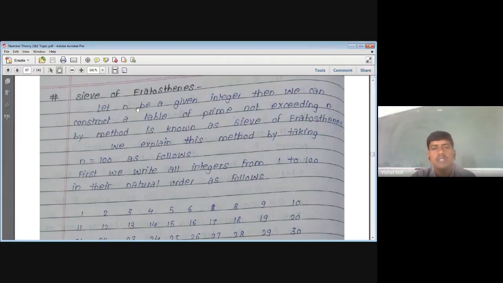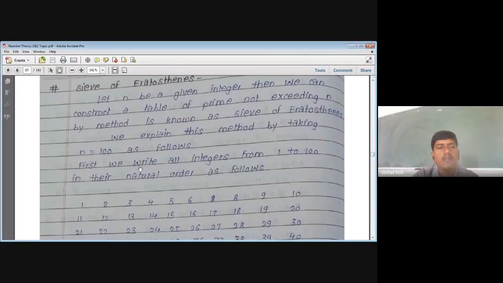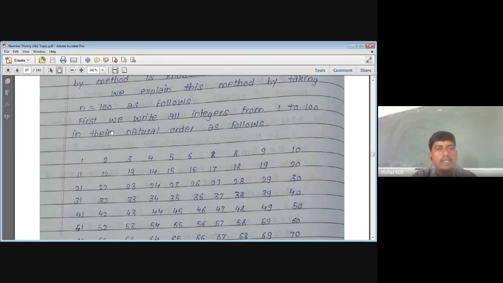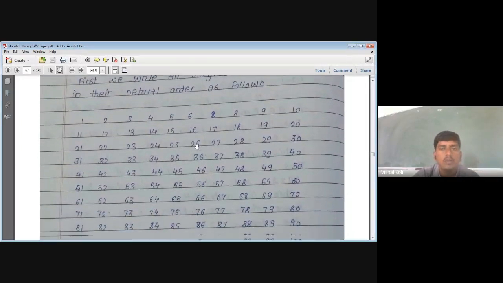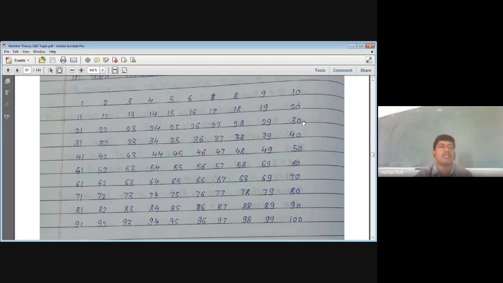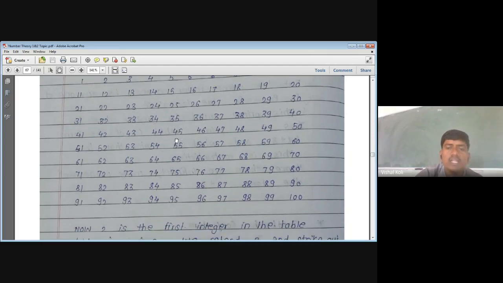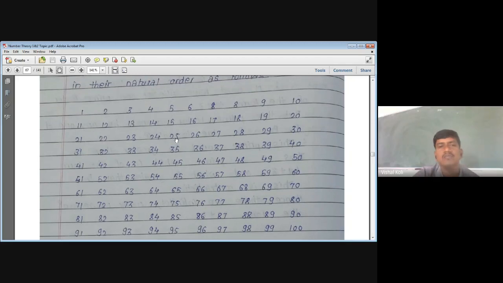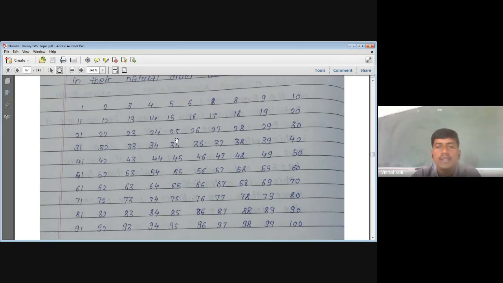We will explain this method by taking n equal to 100 as follows. For that we first write all the integers from 1 to 100 in their natural order, that is 1 to 10, 11 to 20, 21 to 30, 31 to 40, and similarly 91 to 100. That is, we write the first 100 integers in a table. Now we have to use this above principle, that is, we have to first see its working method.